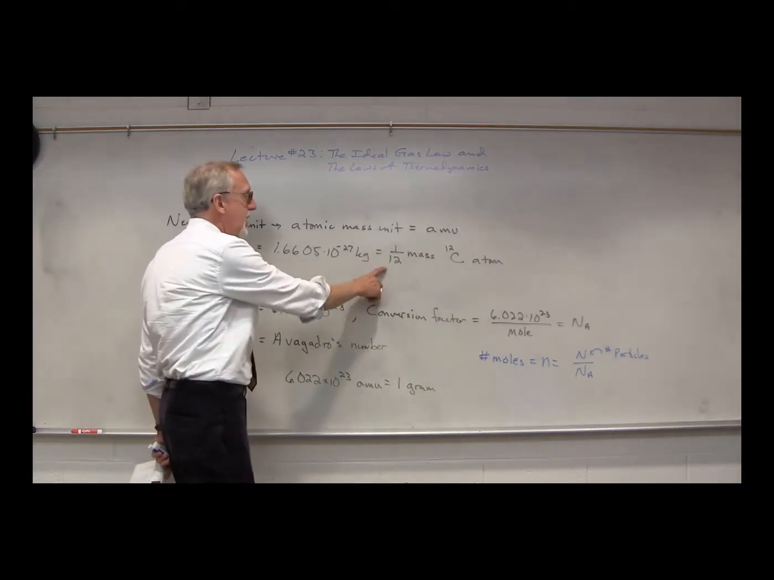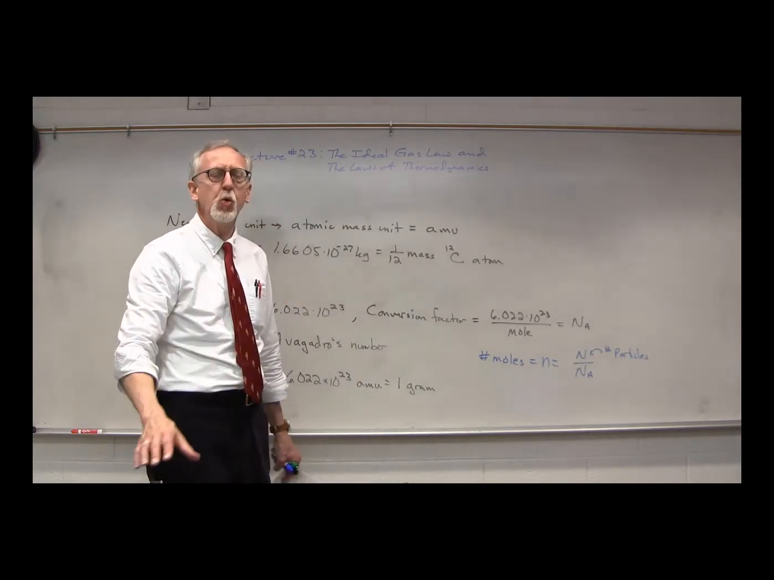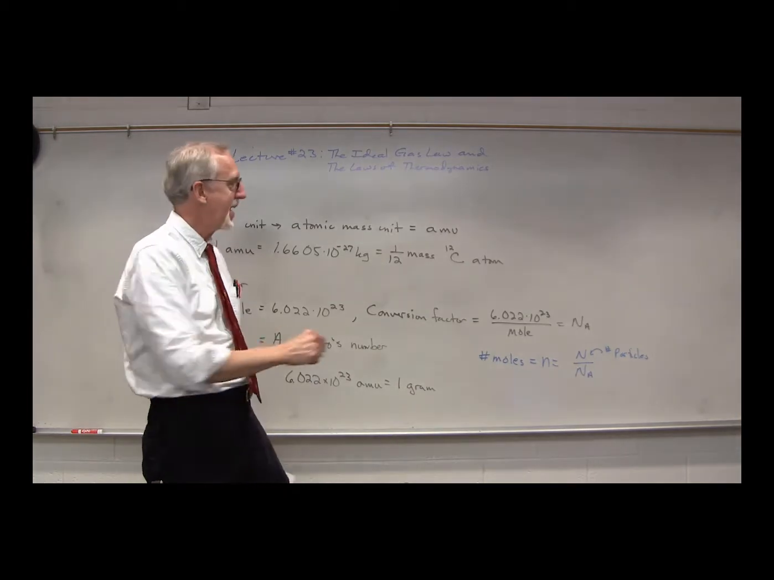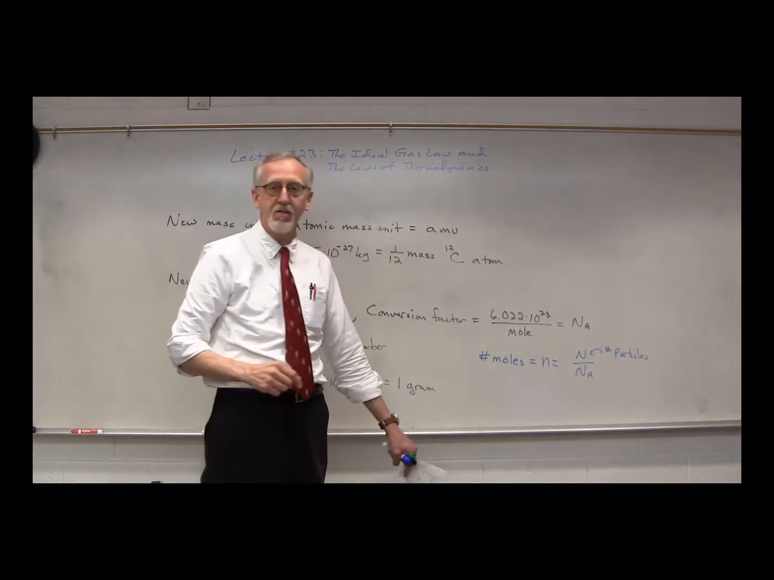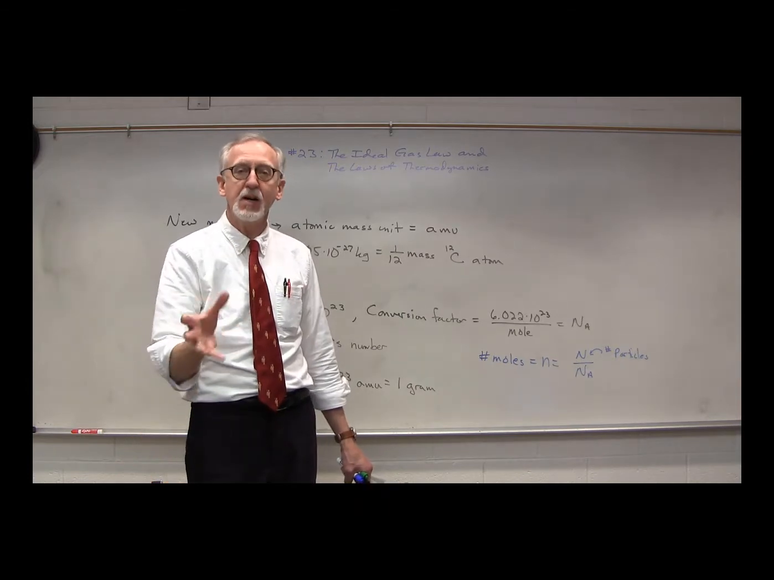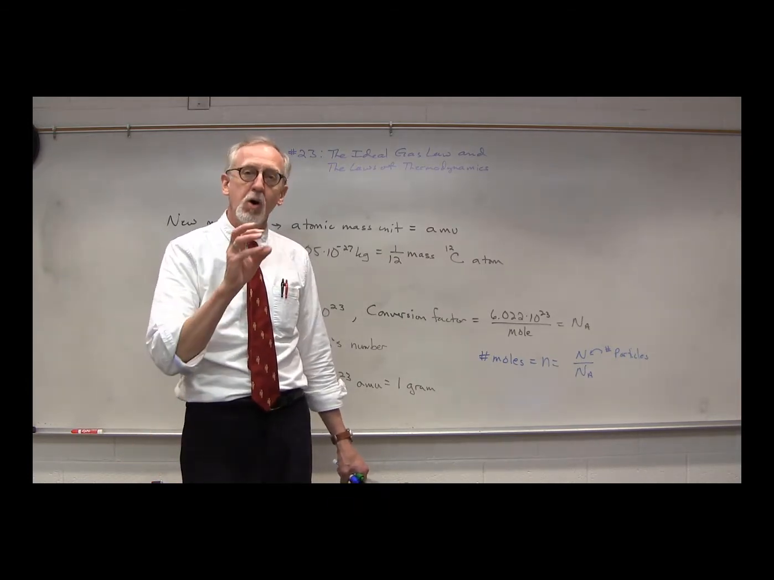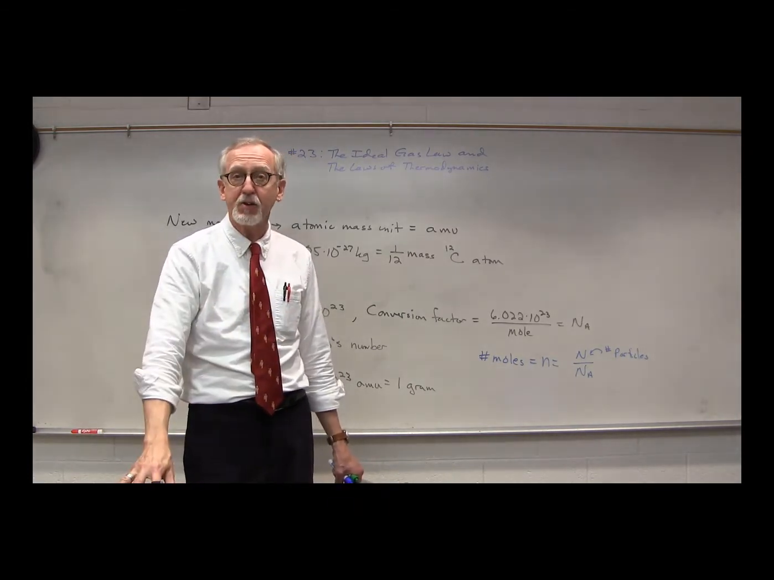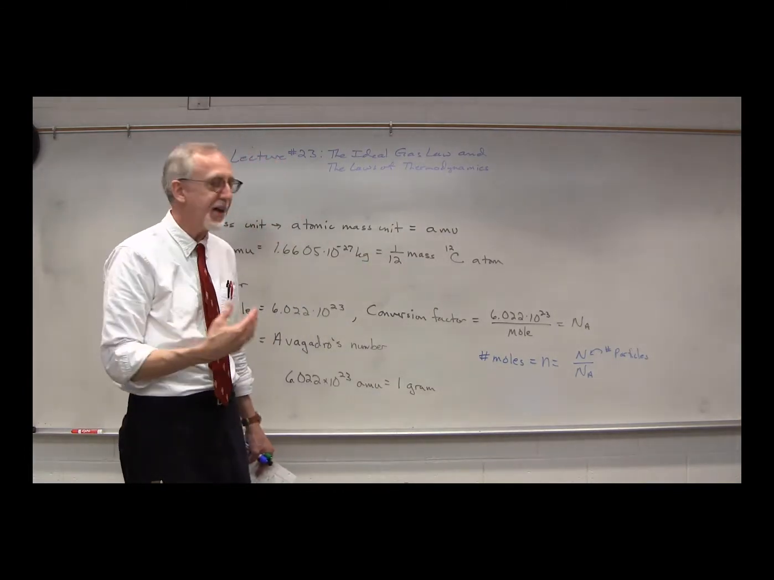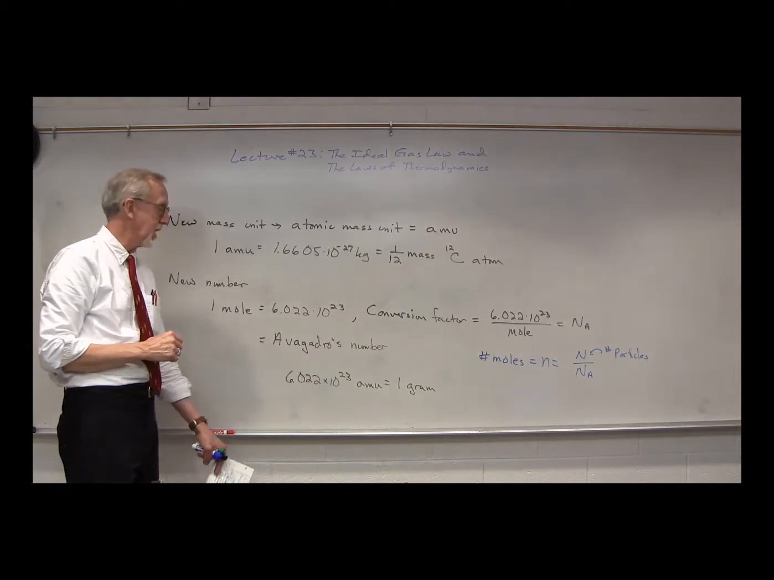It is defined as 1/12 the mass of a single particular kind of atom, and that atom is called a carbon-12 atom. It's a particular isotope of carbon that's got 6 protons, 6 neutrons. So that nucleus with the electrons, 1/12 of the mass of that atom, that is defined as 1 AMU.